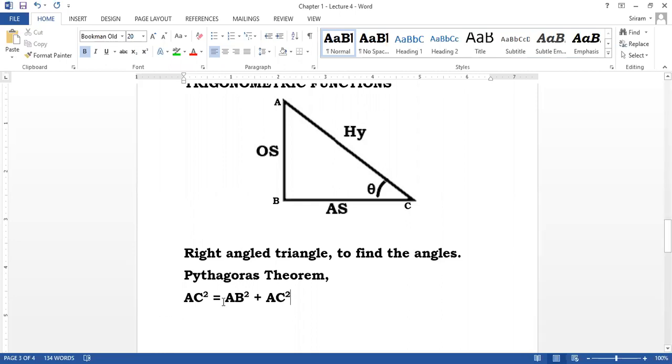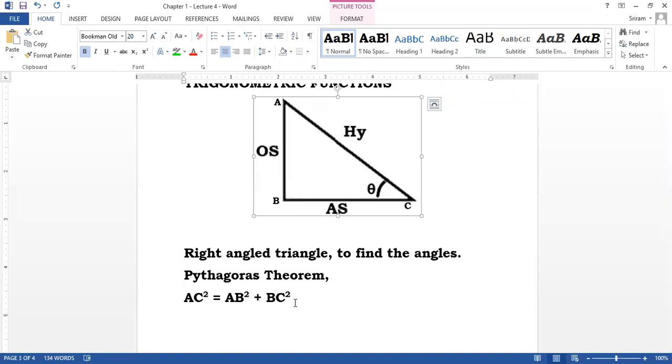Yes, dear. This is BC squared. AB squared plus BC squared. See, AC squared, this is the hypotenuse. AC is the hypotenuse. So AC squared is equal to, one side is AB, so this is AB squared. The other side is BC, this is BC squared. Using this Pythagoras theorem, we have to find the sides and we can find the angles. This is what we are going to discuss.